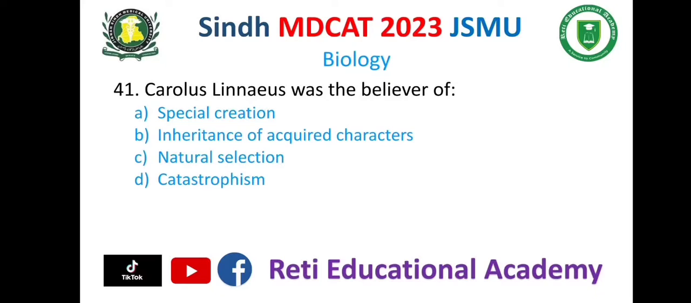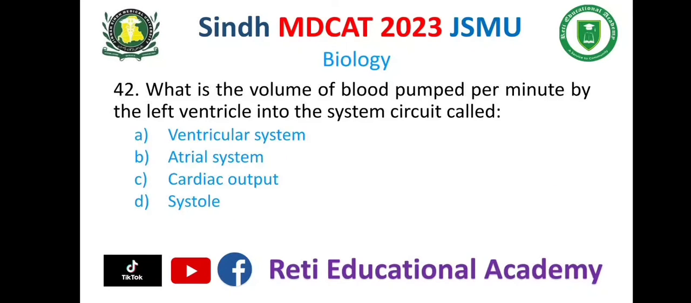Carolus Linnaeus was the believer of A. Special creation, B. Inheritance of acquired characters, C. Natural selection, D. Catastrophism. And the correct answer is A. Special creation. Question number 42.